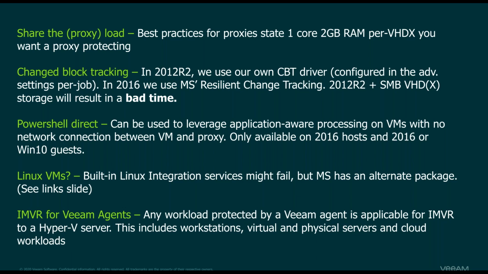PowerShell Direct. PowerShell Direct is a neat little utility that you can use if you want application consistent backups, but can't allow Veeam to talk to the VMs directly over the network, right? Maybe we don't want to give Veeam credentials to those virtual machines. Maybe we don't want network level access from the backup environment directly to the VM network. We just want it to stay on the management network that the Hyper-V hosts are on. If that's the case, and we have 2016 hosts with 2016 or Windows 10 and greater VMs, we can use PowerShell Direct to get those application consistent backups, even if the network is locked out.